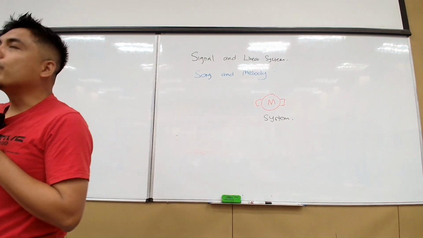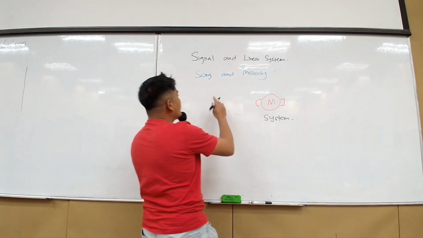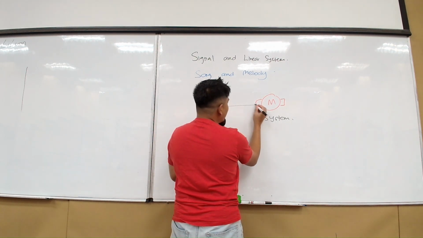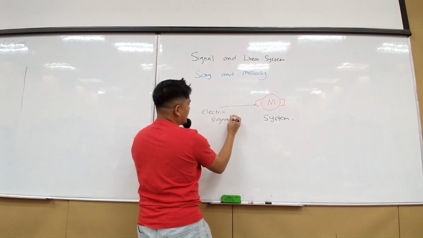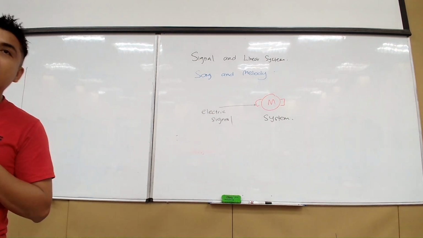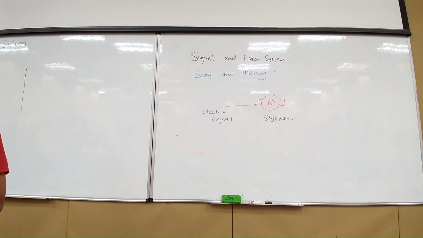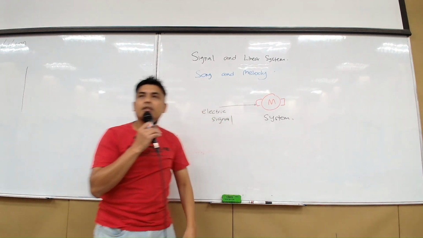So what do you need to do in order to make the DC motor rotate? You give some electrical signal, right? So in order to make the DC motor rotate, you need to give some electric signal. This is the meaning of signal and linear system. That's why this course is called signal and linear system, because they are like song and melody.